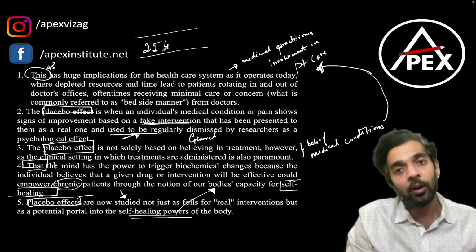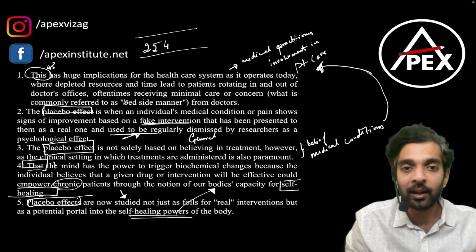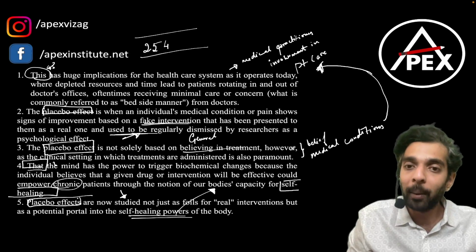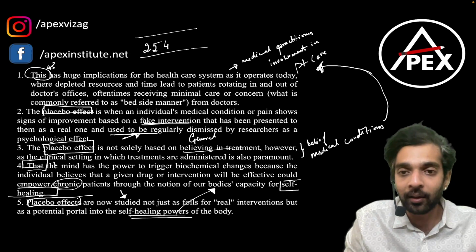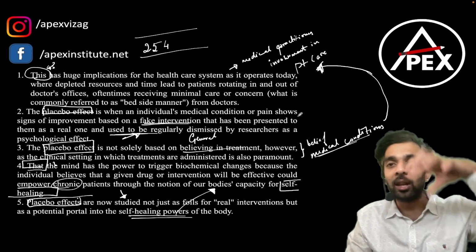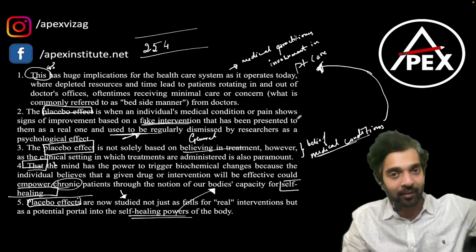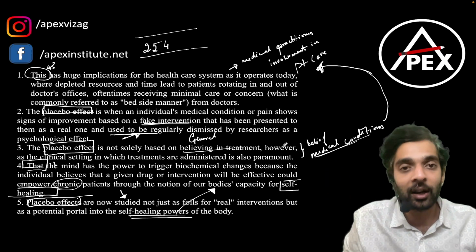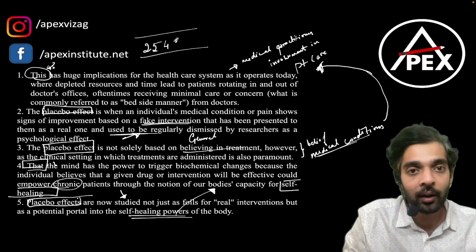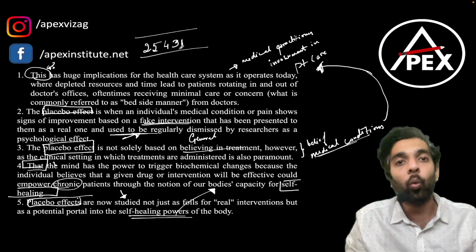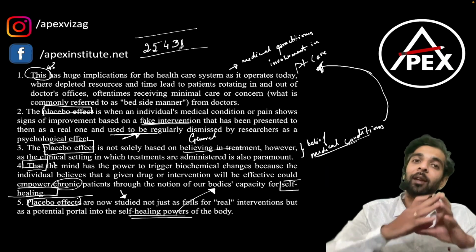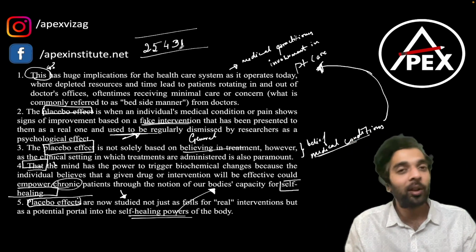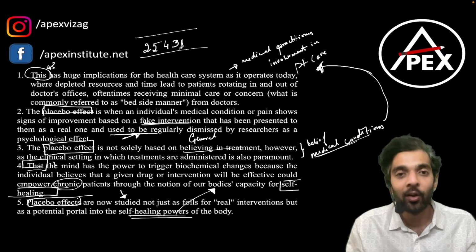Right? Now, clearly I can see that in 3, we are talking about it's not solely based on believing in treatment, but clinical settings are also necessary. So only after I tell you that something is necessary, will I elaborate about that thing, right? So in 3, I am telling you that clinical settings are necessary. Yes. And then in 1, I am telling you what is the necessity of it, or what is the implication that it has for the entire process that we have looked at. So the right answer should be 2, 5, 4, 3 and 1.